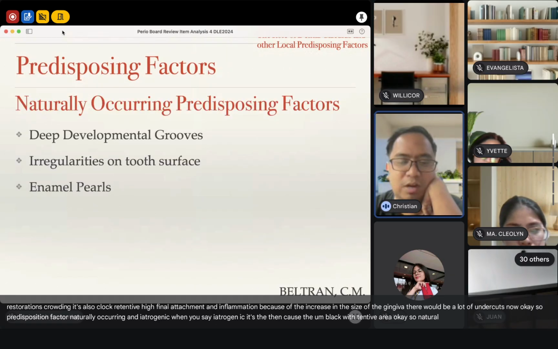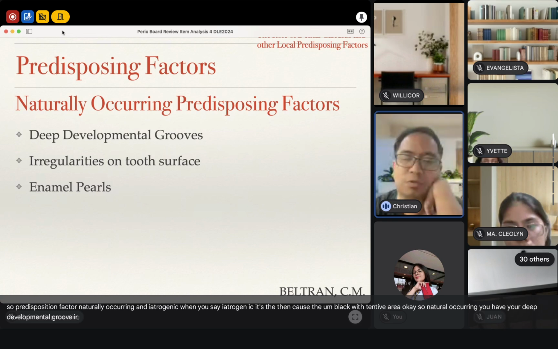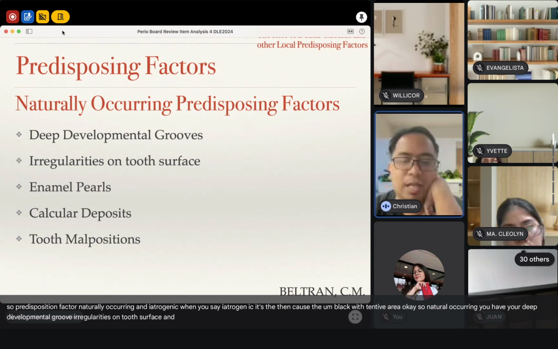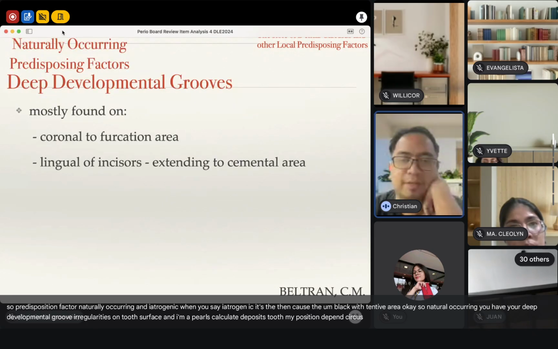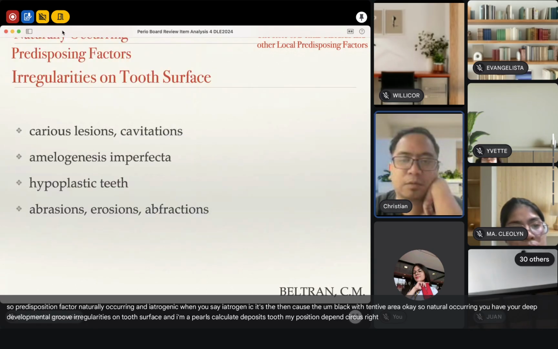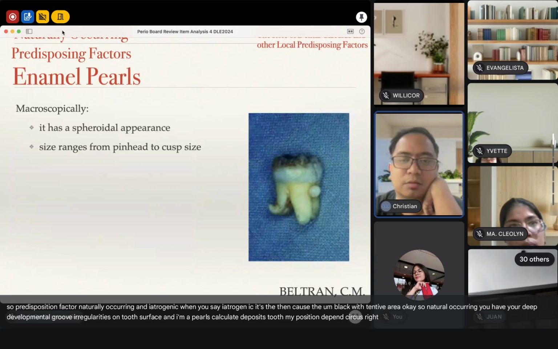So naturally occurring, you have your deep developmental groove, irregularities on tooth surface, enamel pearls, calcular deposits, tooth malposition, deepened sulcus. All right. Skip this.